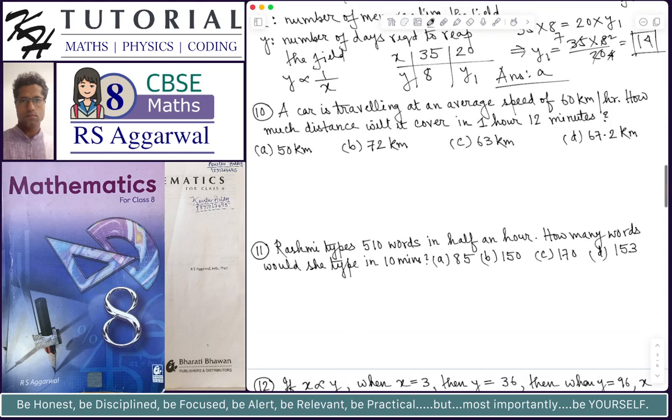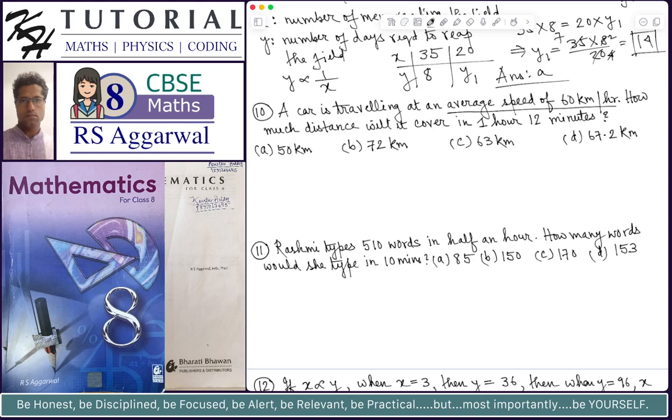Okay, let's do question number 10. A car is traveling at an average speed of 60 km per hour. How much distance will it cover in 1 hour 12 minutes? So it is about time, as you can see, time to cover a distance by a car traveling at a speed. So it is about speed, distance and time. Now it is asking how much distance will it cover in 1 hour 12 minutes.